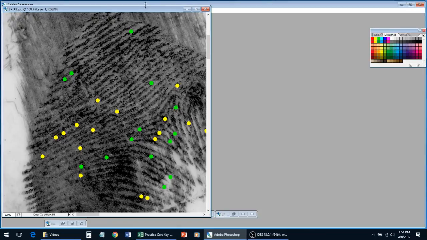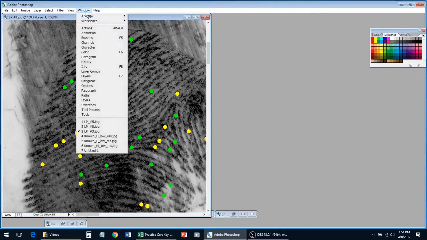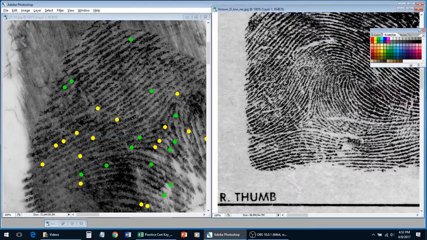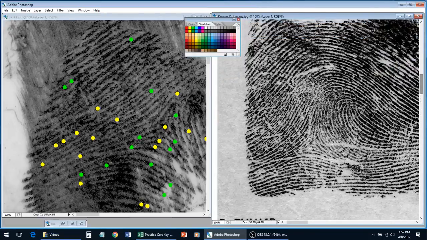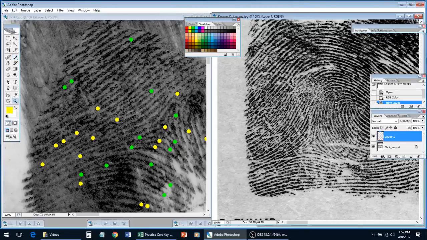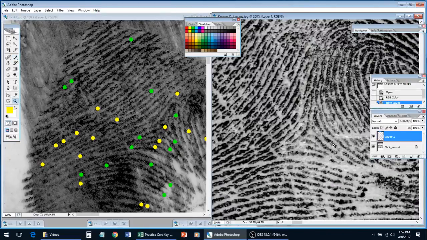So speaking of the exemplar, I think it is time to bring in the ones that we're going to compare against. So here is the 10 print card that we're going to compare today. Move our swatches over a little bit. Very important that they're at the same ratio, 100% for both images. Actually, now that I think about it, this image was scanned in at half of the resolution, so I need twice the ratio here so that it's actually the same size.